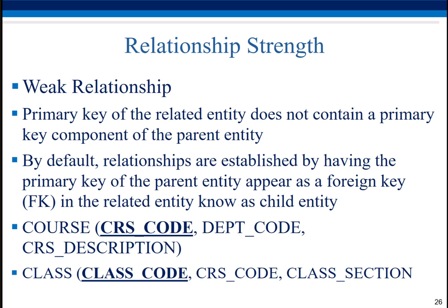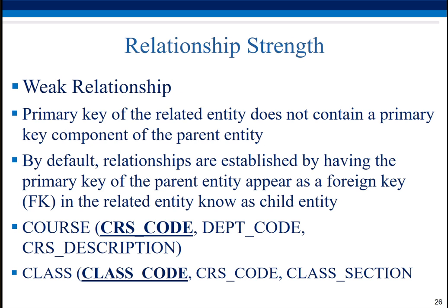Okay, very important. In a weak relationship, the primary key of the related entity does not contain the primary key component of the parent entity. So basically, it's just a plain foreign key, and you'll see an example of that in a minute. By default, relationships are established by having the primary key of the parent entity appear as a foreign key. Notice the FK stands for foreign key, and PK, of course, stands for primary key.